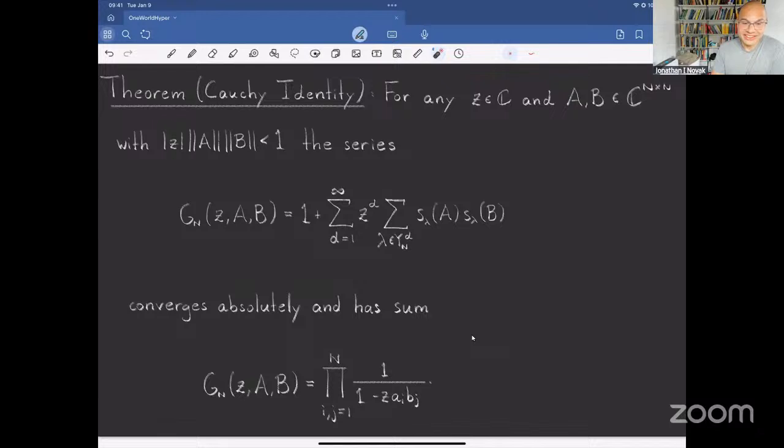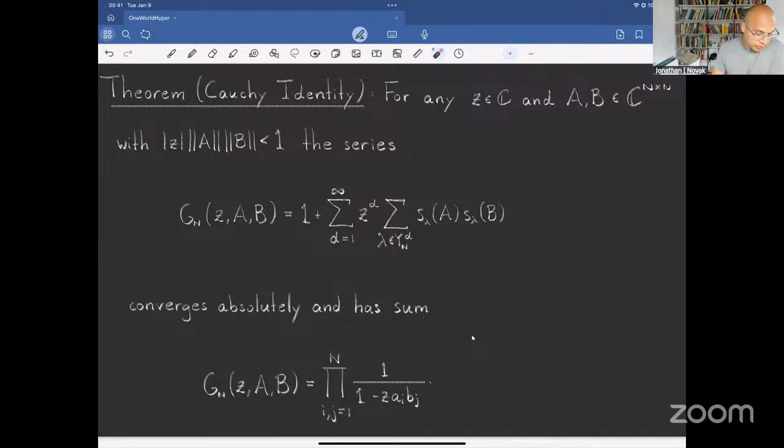And so the Cauchy identity is something that Cauchy proved using his bialternates, which we today call Schur polynomials. The right way to think of this identity is as a multivariate generalization of the geometric series. So for any complex number Z and any two n by n complex matrices A and B which satisfy this hypothesis, it means that the absolute value of Z times the spectral radius of A and the spectral radius of B should be less than 1. So Z is just any complex parameter, and I'm looking at the largest eigenvalue in modulus of A and the largest eigenvalue in modulus of B, and I want that to be less than 1.